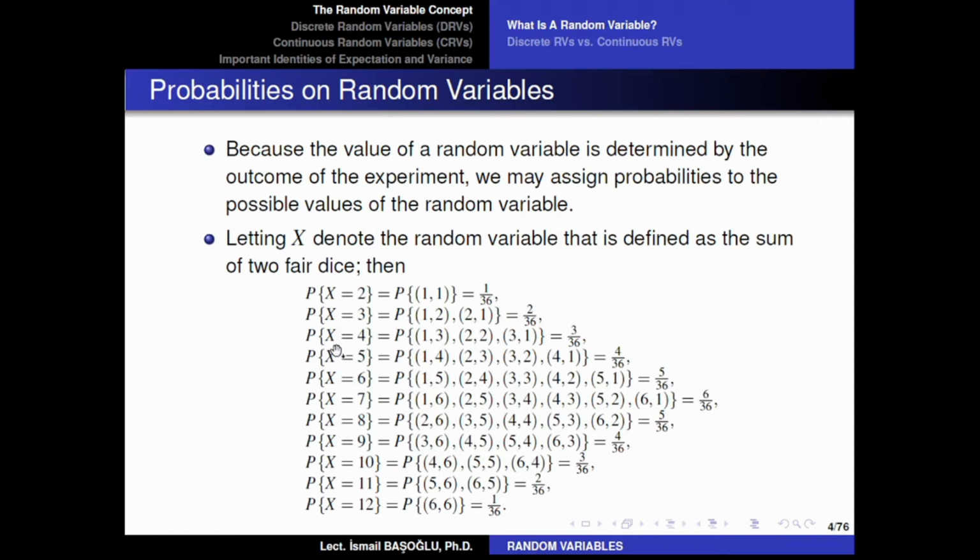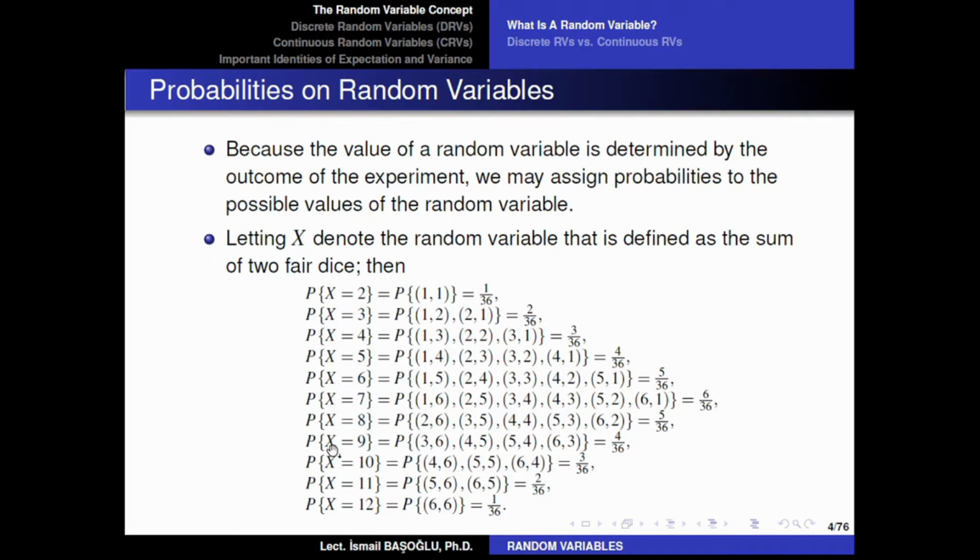Similarly, if the random variable is supposed to be equal to 3, then this is either possible by the outcomes of 1, 2, or 2, 1. So this event is defined as the sum of 2 dice being equal to 3. This event also makes X equal to 3. Therefore, the probability of X being equal to 3 is 2 over 36. I am not going to explain all of them, so I'm just going to skip to another one.